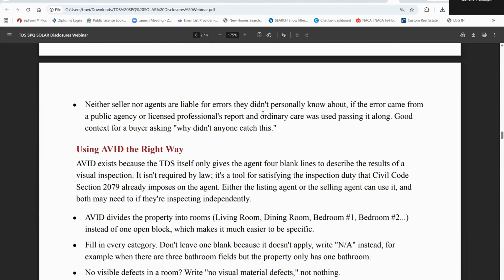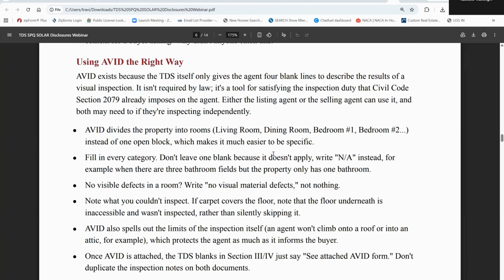If the error came from a public agency or licensed professional's report and ordinary care was used passing it along, good context for the buyer is, why didn't anybody catch this? Using the AVID the right way, the agent visual inspection. The AVID exists because the TDS itself only gives the agent 4 blank lines to describe the results of the visual inspection. Obviously, that is not enough, regardless of the size of the house.